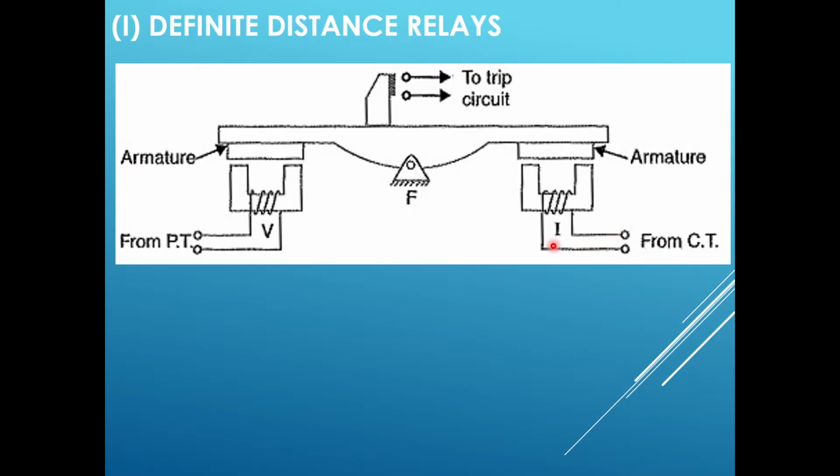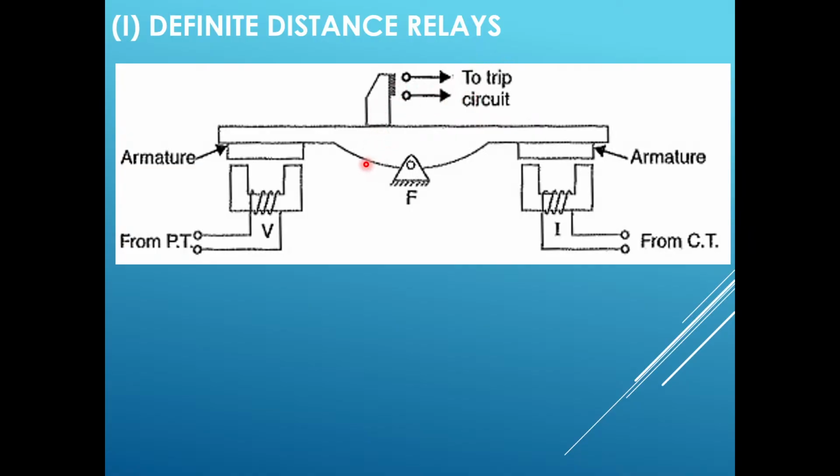The rectangular portions shown here are called armatures. These two are the armatures. The armatures of these two electromagnets are mechanically coupled to the beam on the opposite sides of the fulcrum. Above this beam there is a moving contact, the black portion. These two dots are the fixed contacts of your trip circuit.